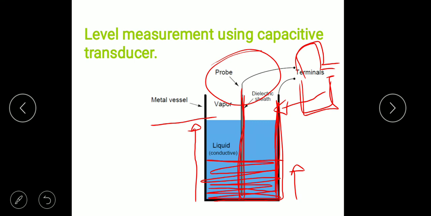It can be shifted from one place to another place. So these are the suitable things related to the capacitive transducer. And the disadvantage is that we need to use a dielectric medium, and for a low density dielectric medium this device will not be useful. So this is the disadvantage.